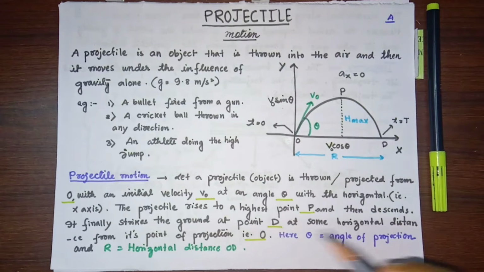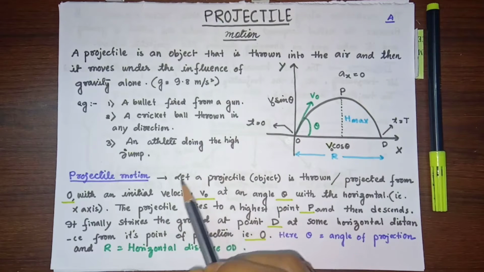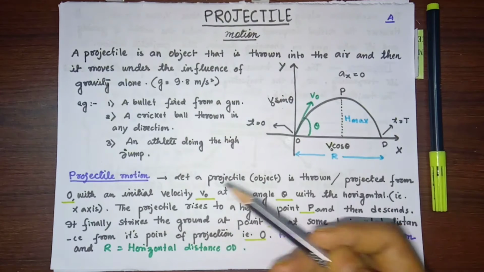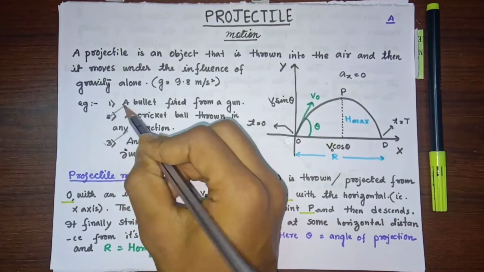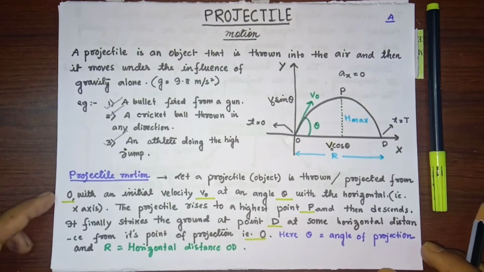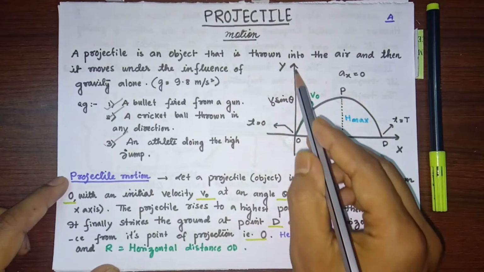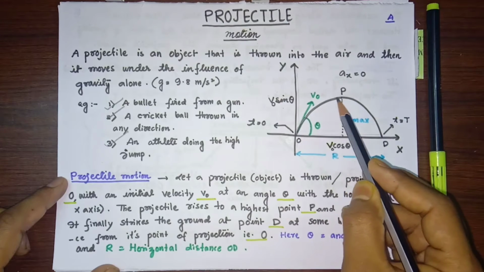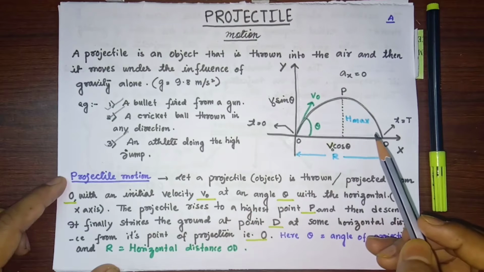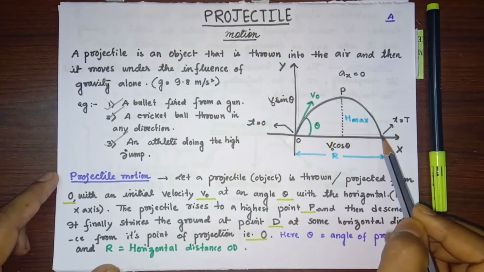Now let us discuss how projectile motion works. To understand this, we have to consider a graph. You can see the graph I have drawn on the paper beside. This is the y-axis, this is the x-axis, and this is the projectile motion. If an object is thrown from O, it will traverse a parabolic path, which is this one.